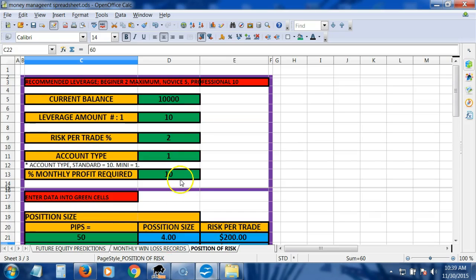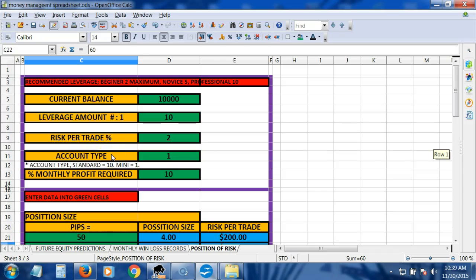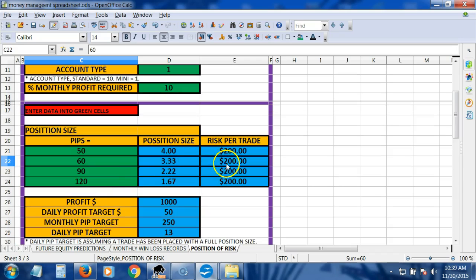You can always go in and play around with these figures. The green figures are adjustable, and it gives you your totals in the blue sector.